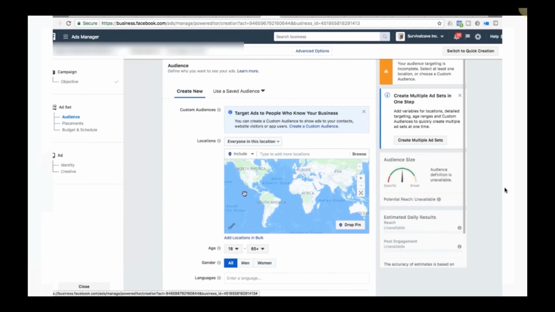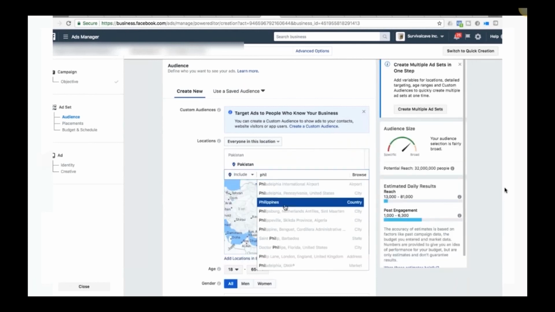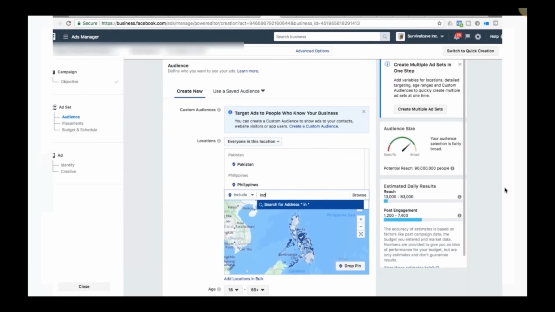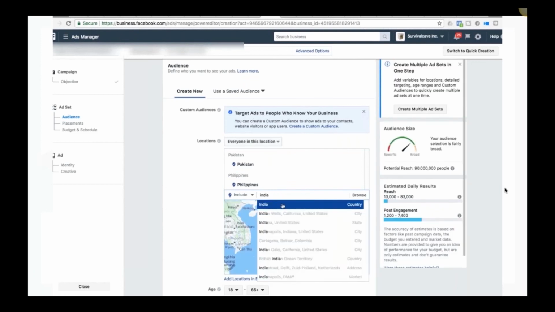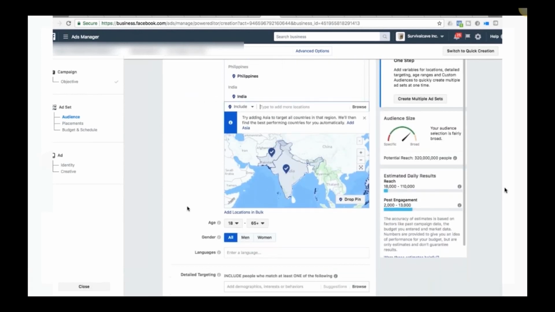Engagement, okay? So what I'm going to do is I'm going to put in countries that I want, which would be Pakistan right here, and it pops right up. I'm also going to include the Philippines, and I'll include India. Okay? So what I've done here is I've selected these countries that are known for engagement. I don't care about this age at all, right? Because it doesn't matter to me really. I'm just trying to get some engagement going.